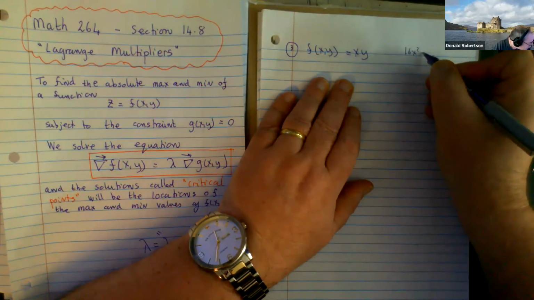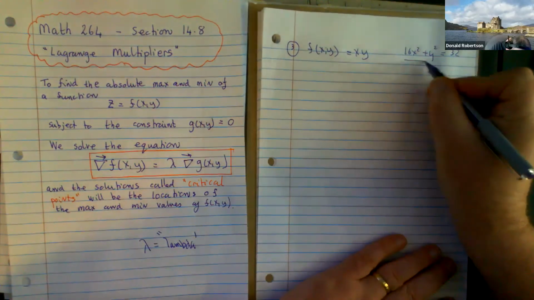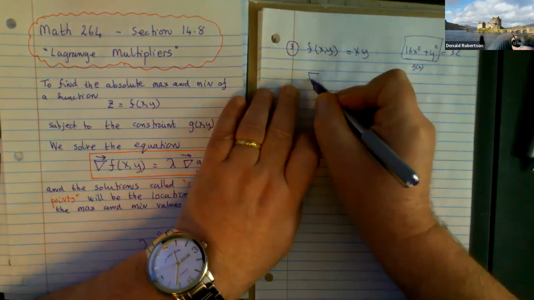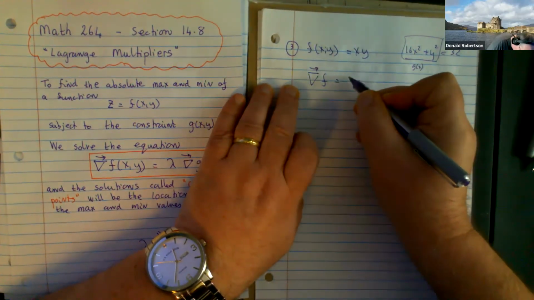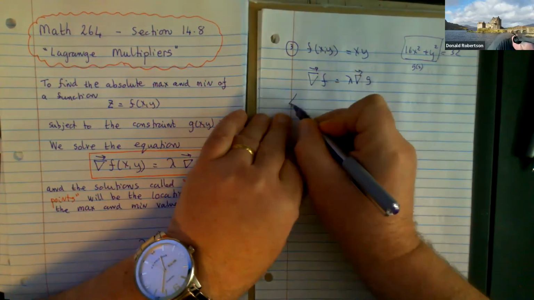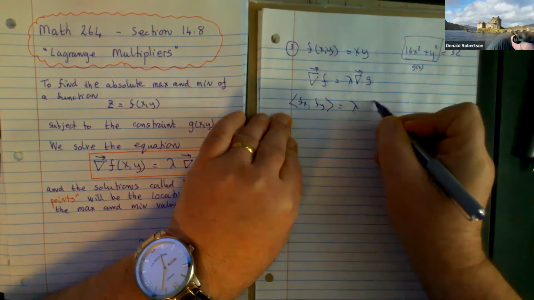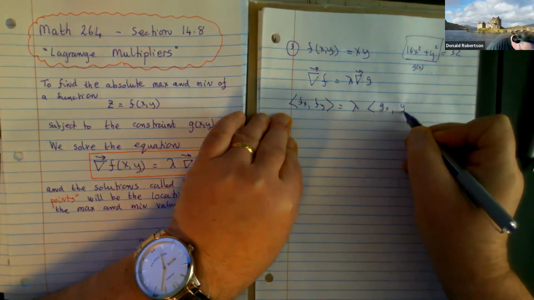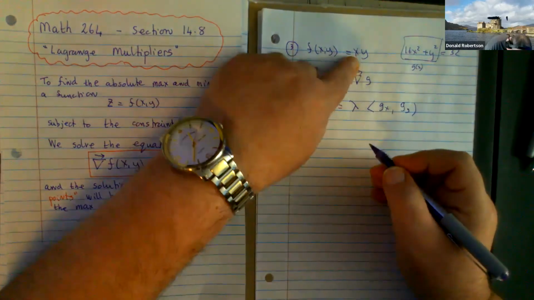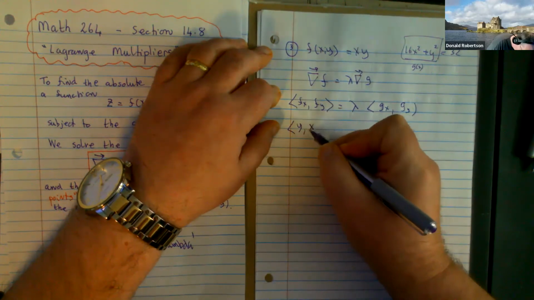But here, anyway, here's our constraint function. I'm just going to use that as the g of x. So the gradient of f is lambda times the gradient of g. Partial derivatives with respect to x and y of f, equals lambda times the partial derivatives of g with respect to x and y. If you differentiate this, you get y. If you differentiate with respect to y, you get x.